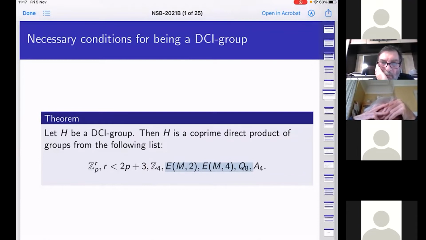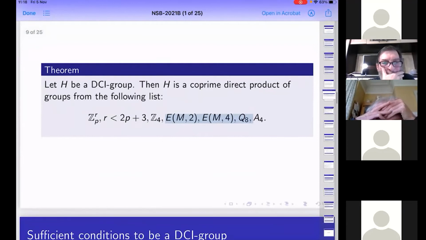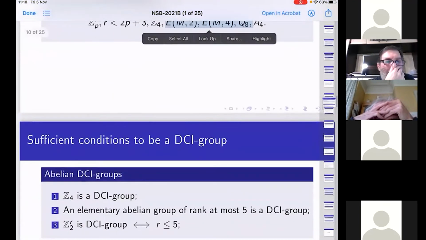Now, these are necessary conditions. So the list of groups is short, but one of the problems is that you can take a coprime direct product of groups from this list. And that means you can get more groups than are mentioned in this list. So what about sufficient conditions?